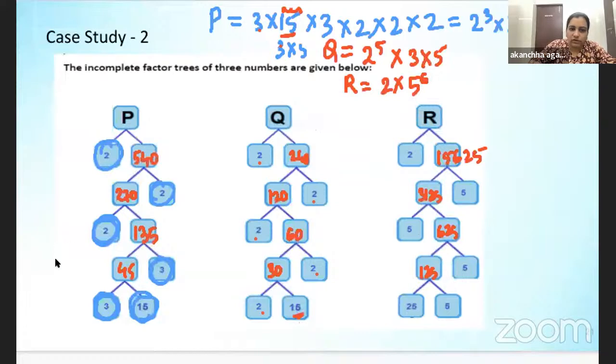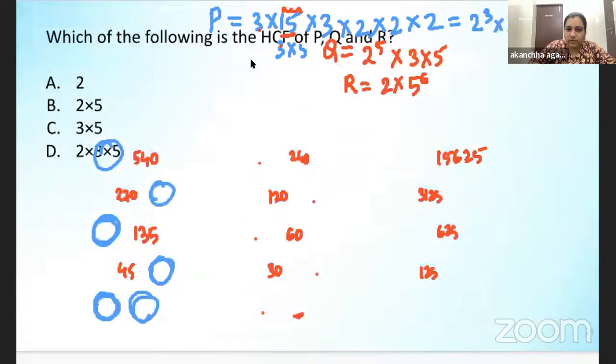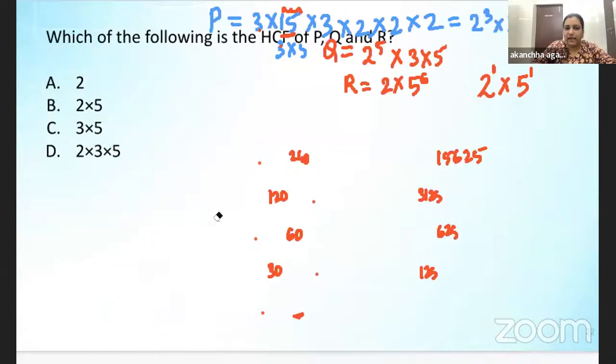Now, the question is, what will be the HCF? So, if we want to find the HCF of these three numbers, we have to take only the common powers, which is 2 and 5, and their least powers. Only the common factors with their least powers. So, which option? Which option is that? Can you tell me?